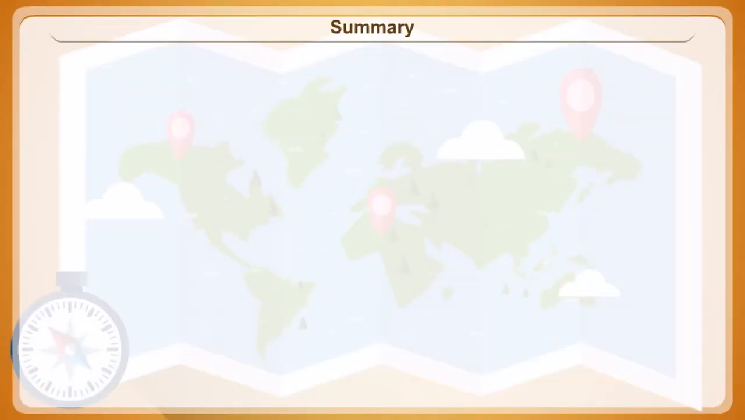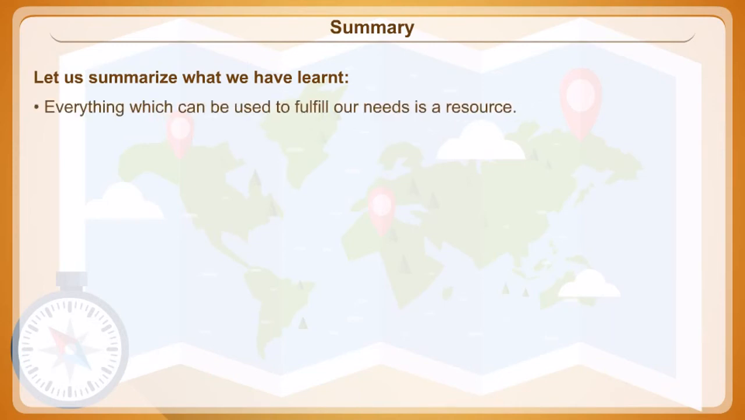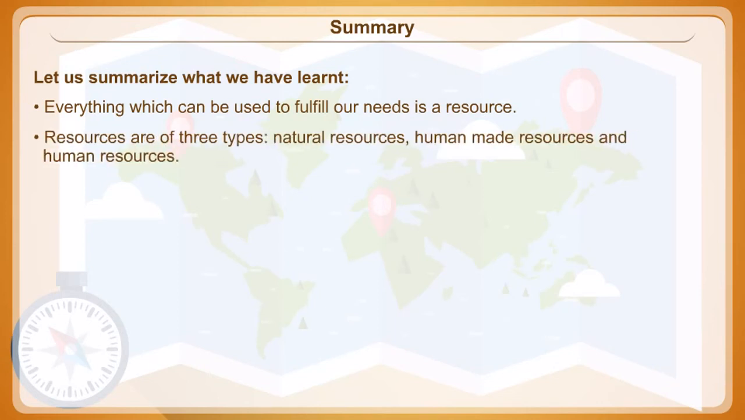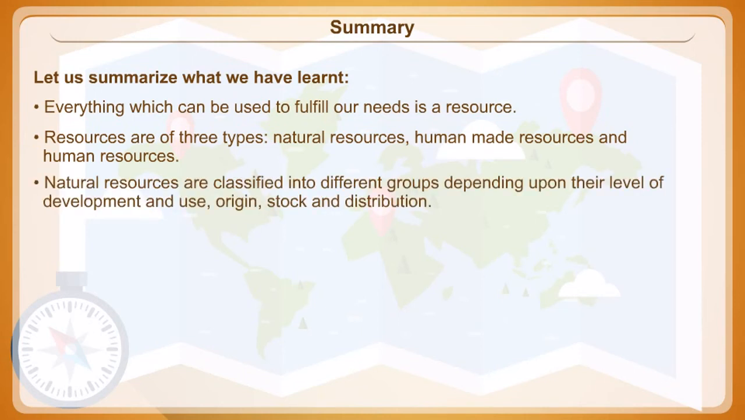Summary. Let us summarize what we have learned. Everything which can be used to fulfill our needs is a resource. Resources are of three types: natural resources, human-made resources, and human resources. Natural resources are classified into different groups depending upon their level of development and use, origin, stock, and distribution.